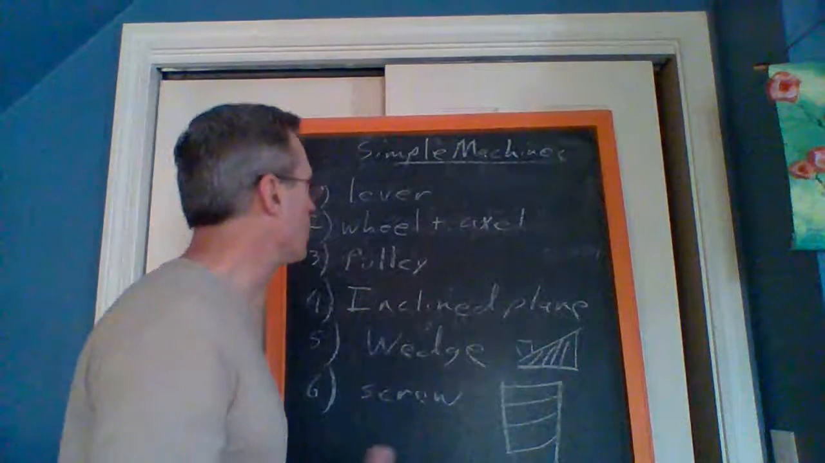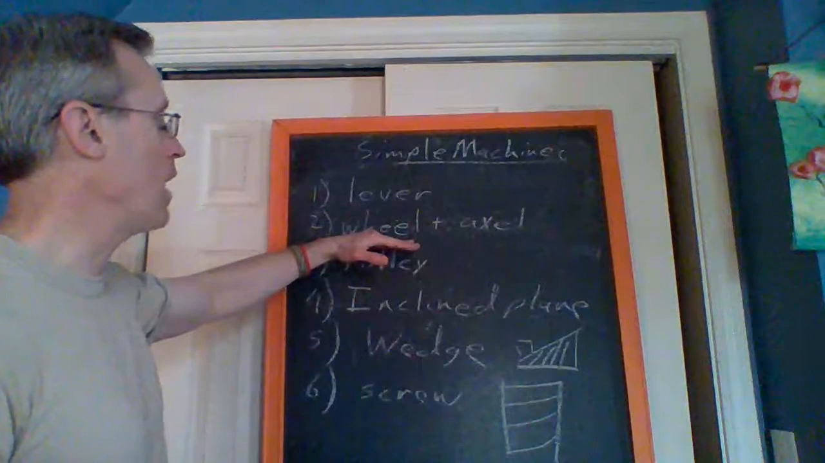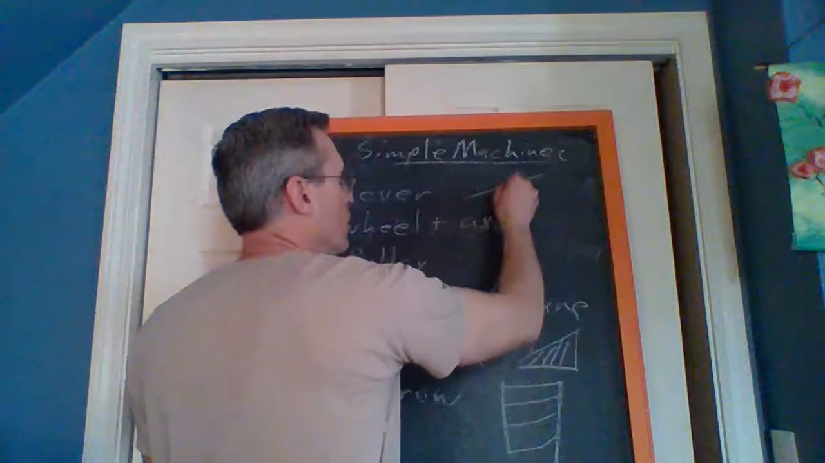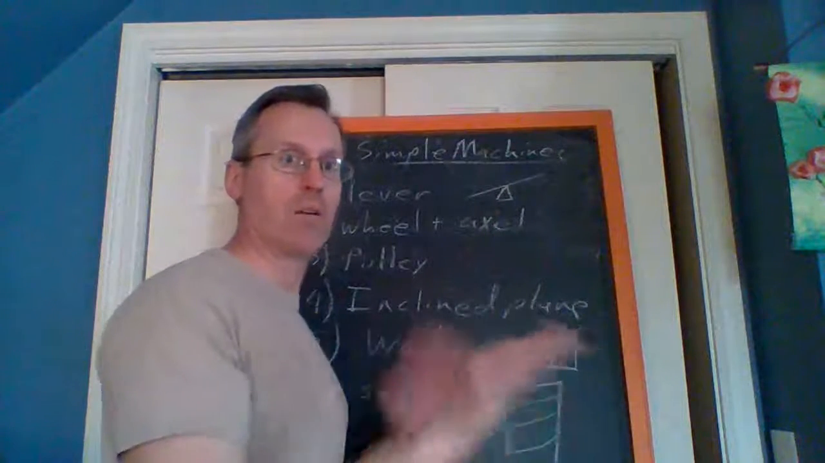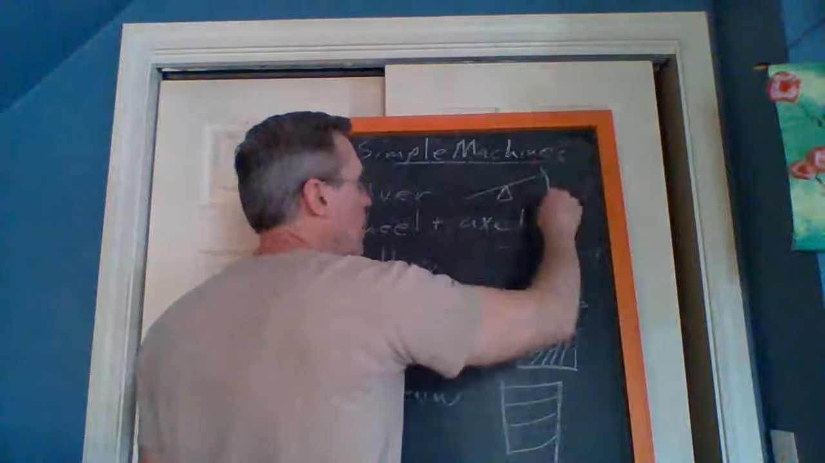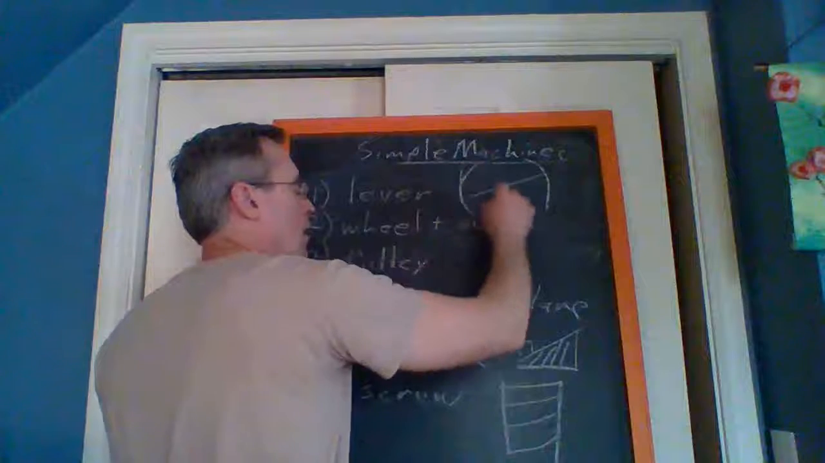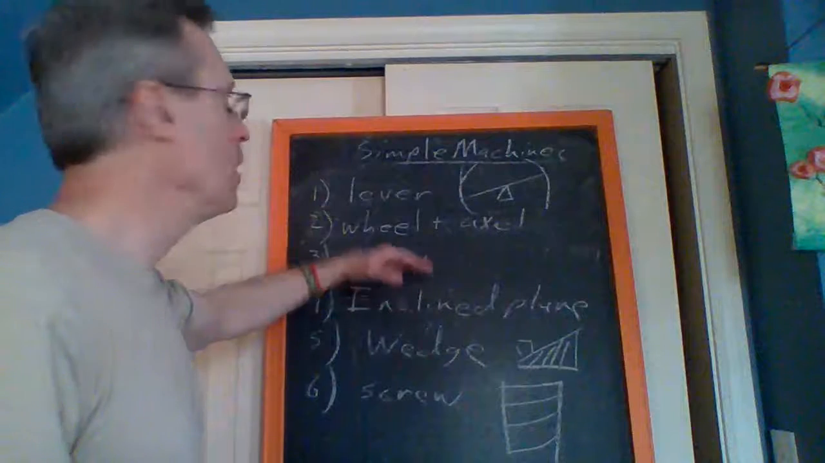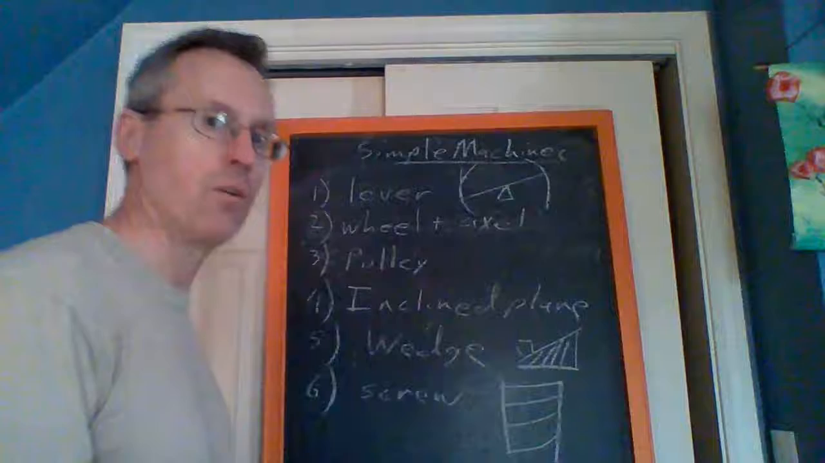A wheel and axle is just a round lever. If you take a lever, and here's the fulcrum, the point that it's balanced on or rotates around, and you make it go all the way around, and I'm trying to draw this on a chalkboard here, you would get a wheel and axle, which is also a pulley. So there's really only a lever and an inclined plane, and the others are variations of one of those 2. Let's look at levers for a second.